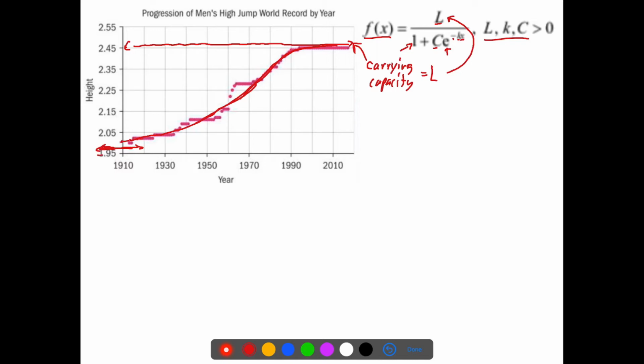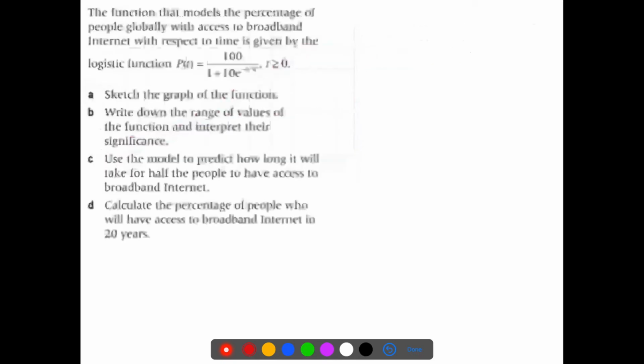All right, so that's kind of an introduction to a logistic curve, giving you an idea of what it looks like and some of the pieces. What I'd like to do now is just look at an example. Here's an example. You've got a function that models percentage of people globally with access to broadband internet with respect to time given by the logistic function.